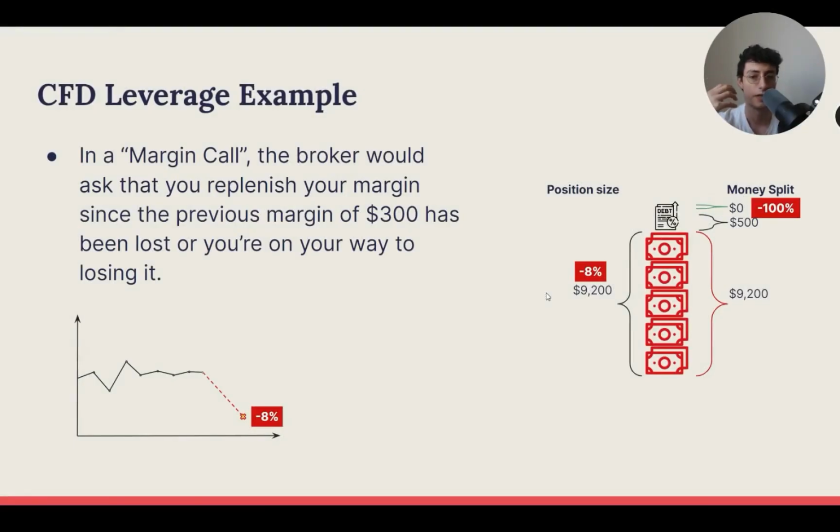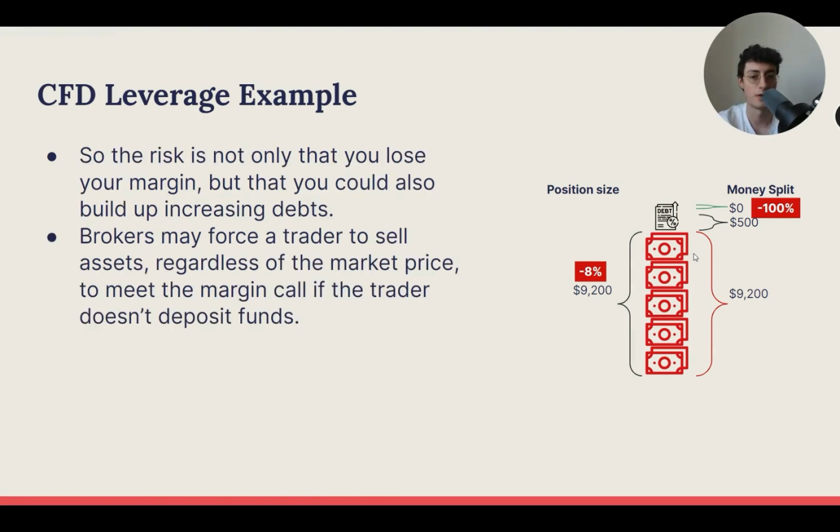Now, in a margin call, the broker would ask that you replenish your margin since the previous margin of $300 has been lost, or your margin is going very, very low and you're on your way to losing it. So this could already happen even if the stock decreases by 2% only, and you still have $100 left of your original 300. If it's on its way down to being wiped out, or if it's already wiped out, you would get a margin call. So the entire risk in this scenario is that you're not only losing your margin, but that you could also build up increasing debt.